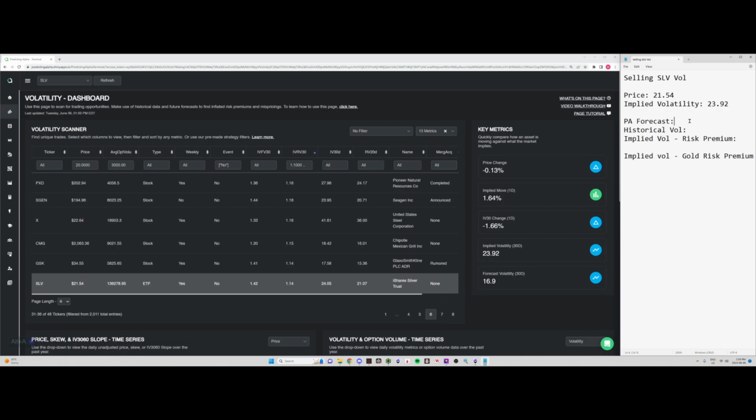So our first forecast is the PA forecast of volatility. It takes a blend of implied and realized vols and just tries to estimate future vol based on that. So we're going to write down 16.9 as our first estimate.